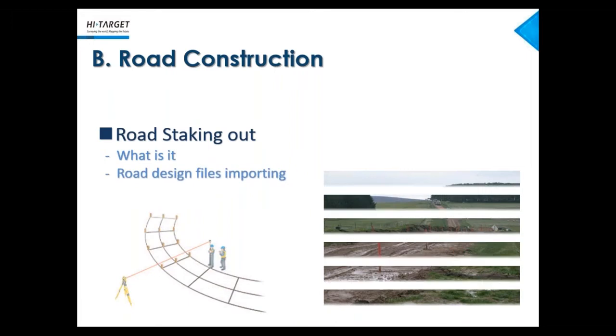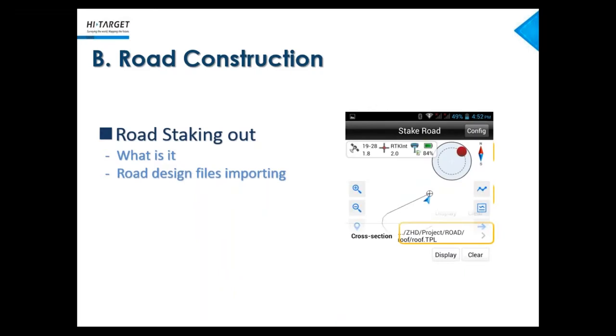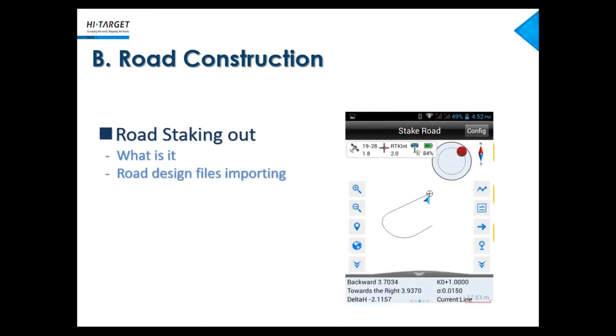So for Hi-Target, firstly, if you want to stake out the points, you need to design the files, which we have already done, and you need to import the files: centerline, profile, and cross section. And then when you go back to the road stakeout UI interface, you may find there's already a set file displayed here. And let's go to start to collect. You need to stake out by mount edge. Click this button.